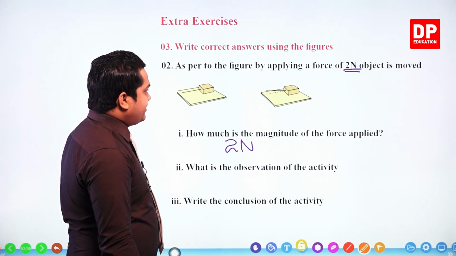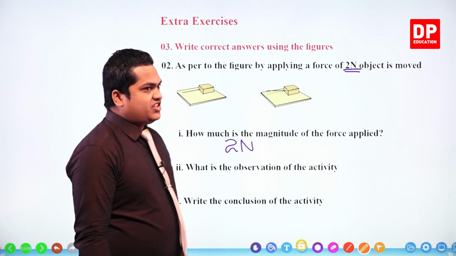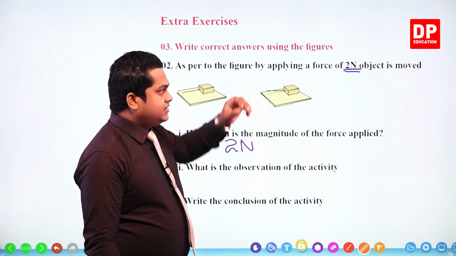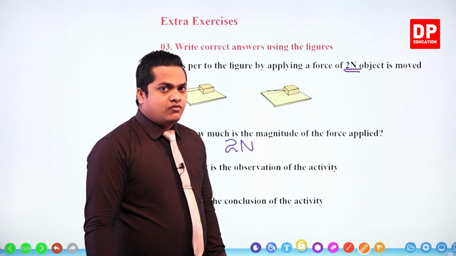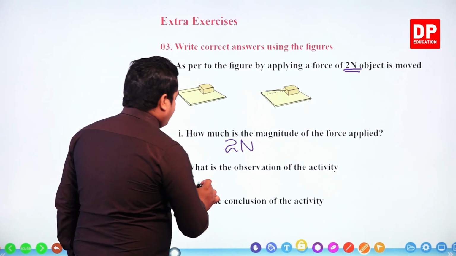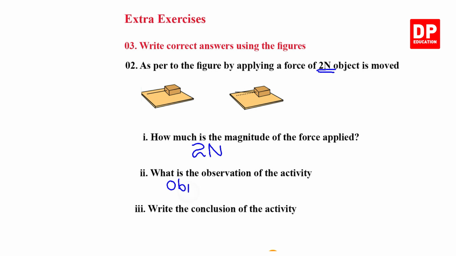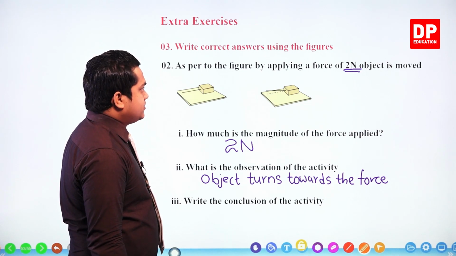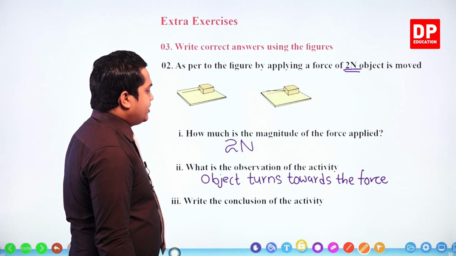What is the observation of the activity? Observation is also quite simple, my dear children. Earlier it was like this. When I turn it like this, the object is going to turn towards the force. So, observation: object turns towards the force. Object is going to turn towards the force.